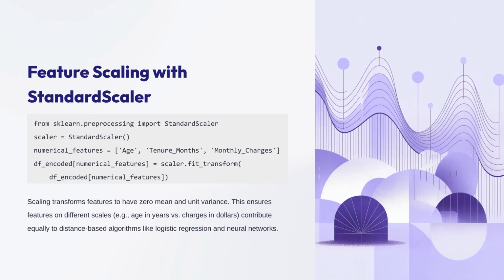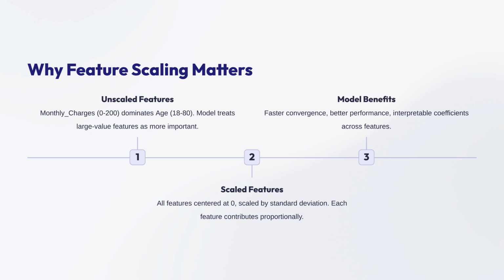We use StandardScaler to scale numerical features like age, tenure, and monthly charges. This transforms the data to have a zero mean and unit variance. Scaling ensures that features contribute equally to the model, regardless of their original measurement scale. Feature scaling is important because unscaled features can dominate a model. Scaling centers all features at zero, allowing each to contribute proportionally. This leads to faster convergence and better performance in many models.